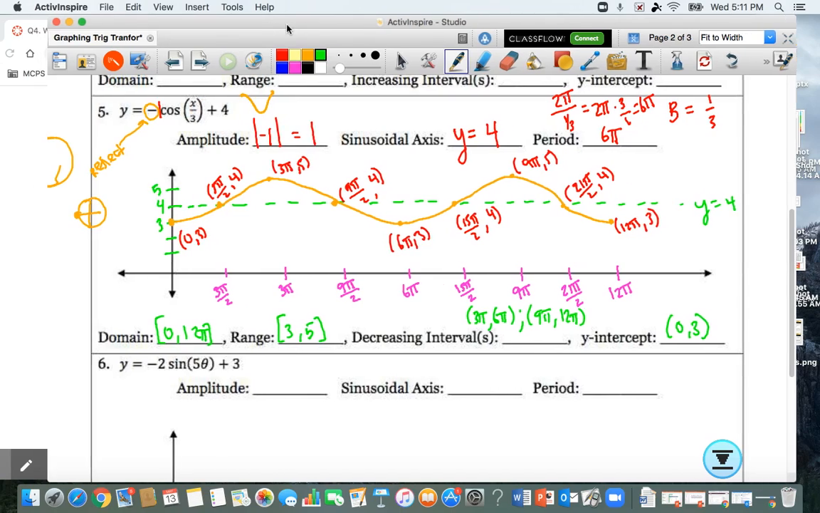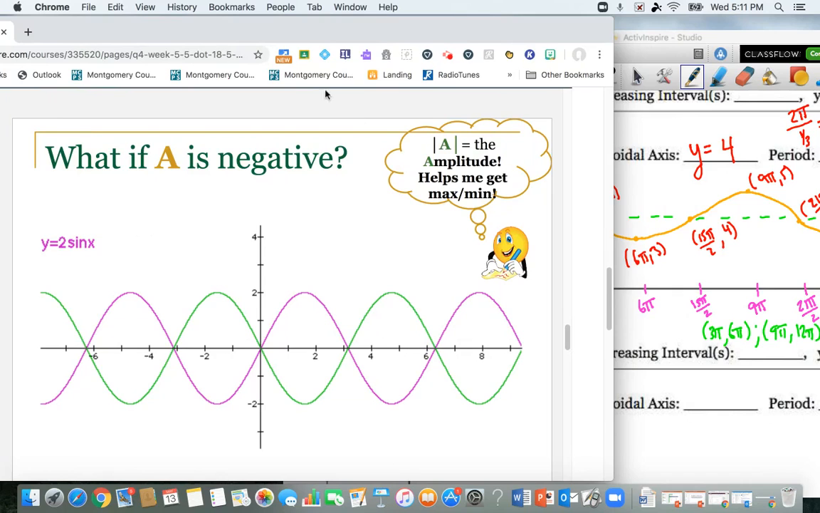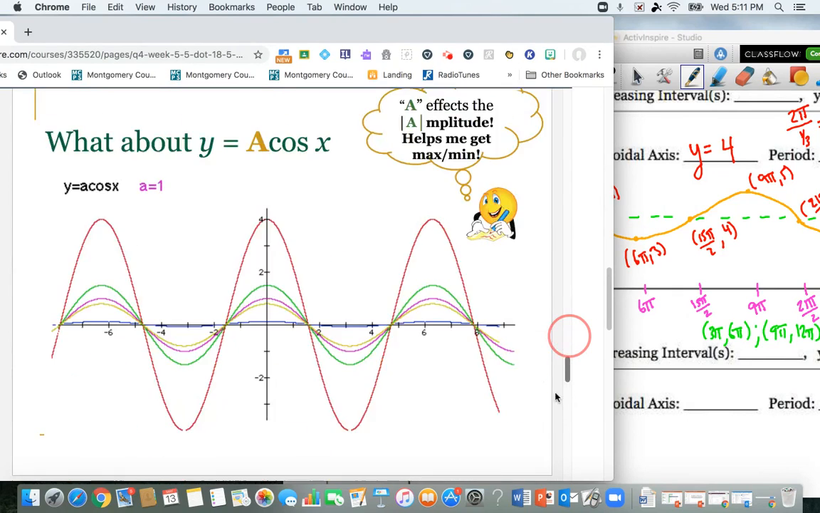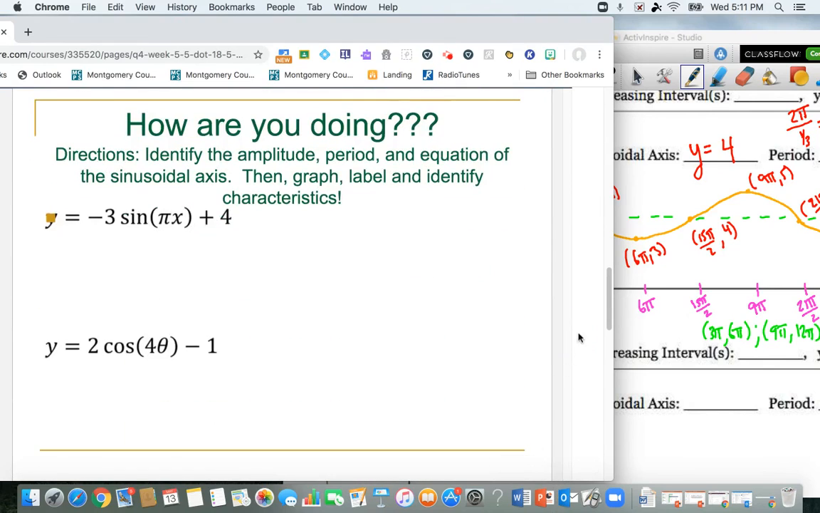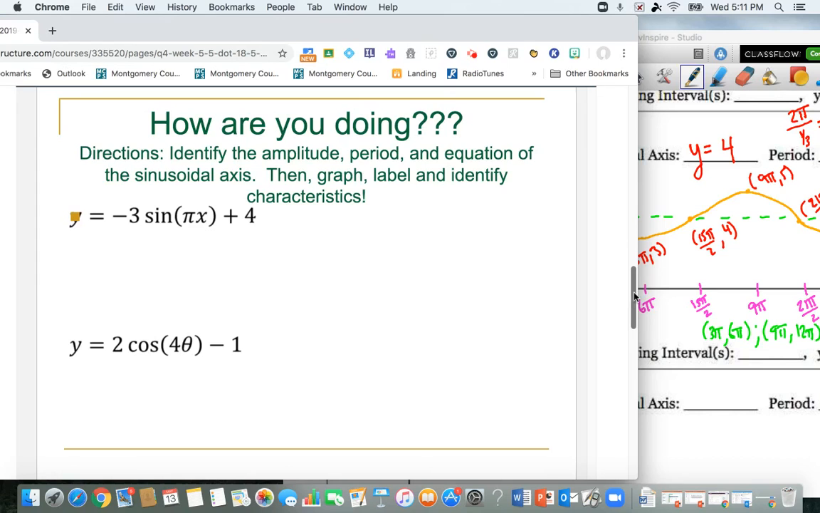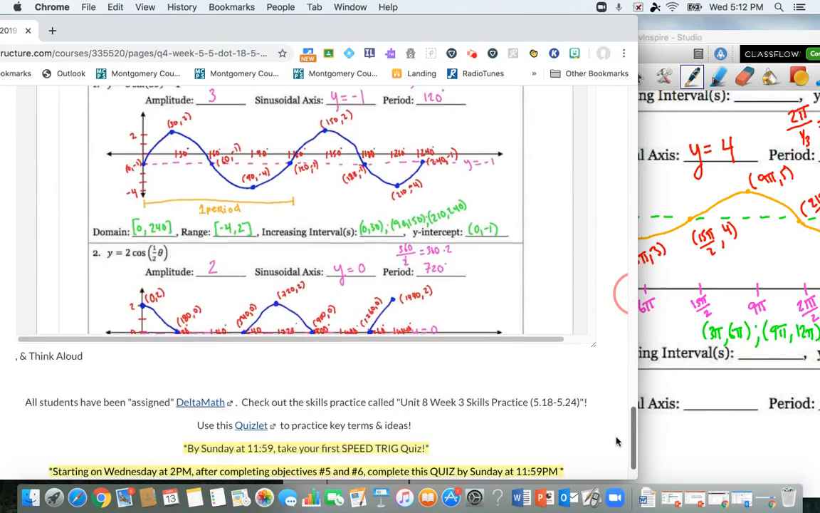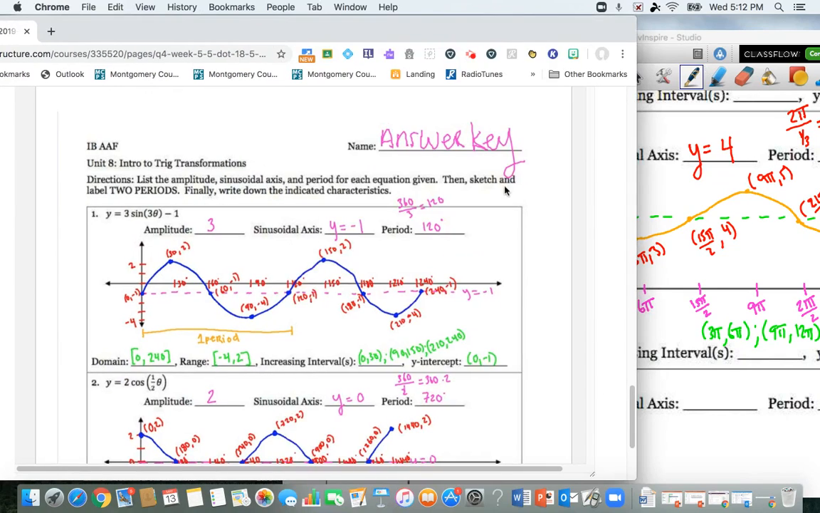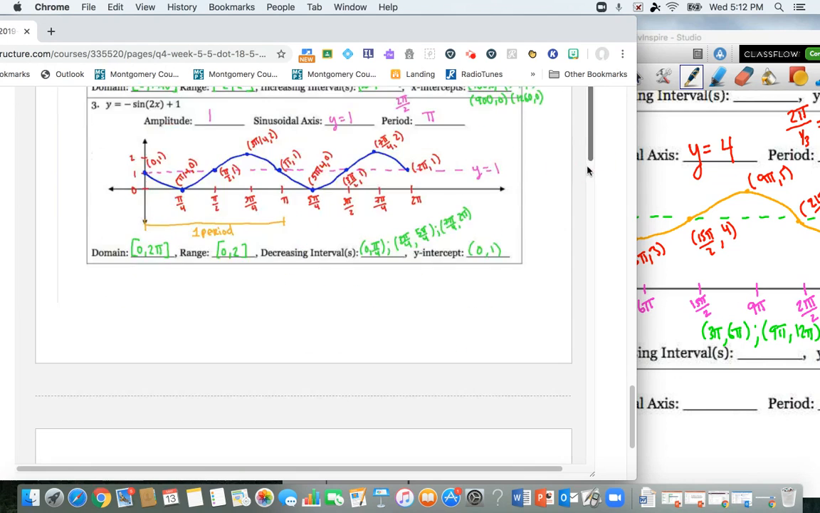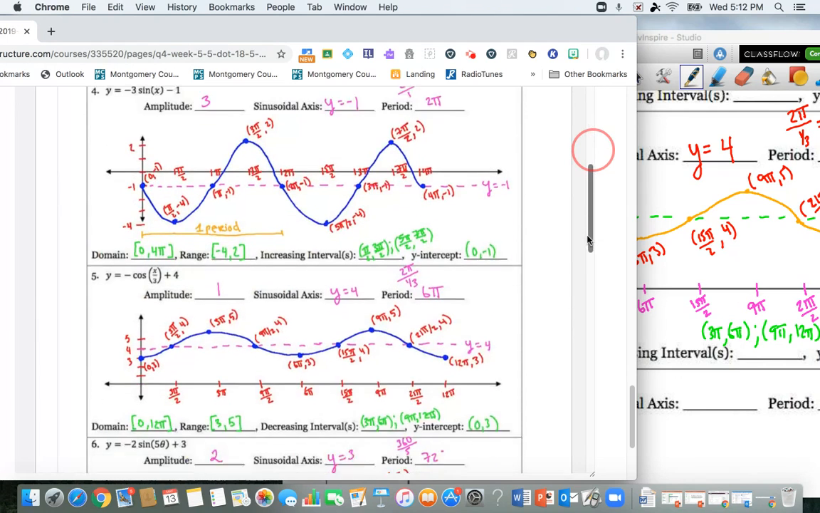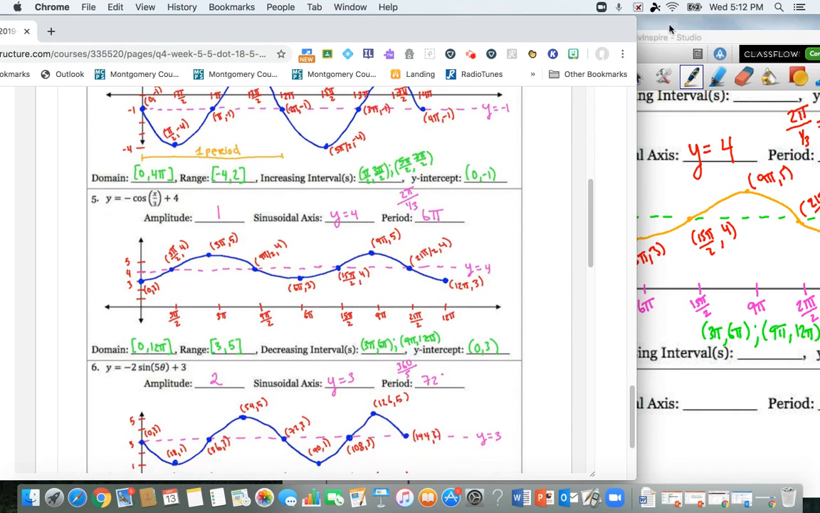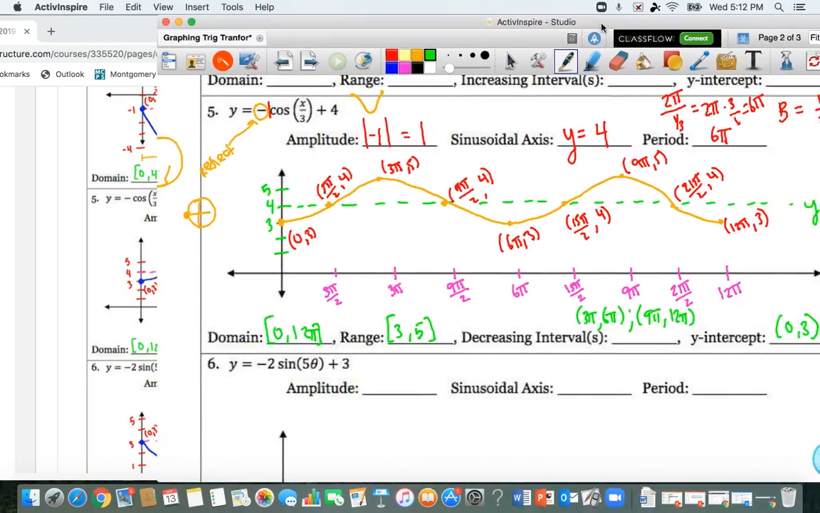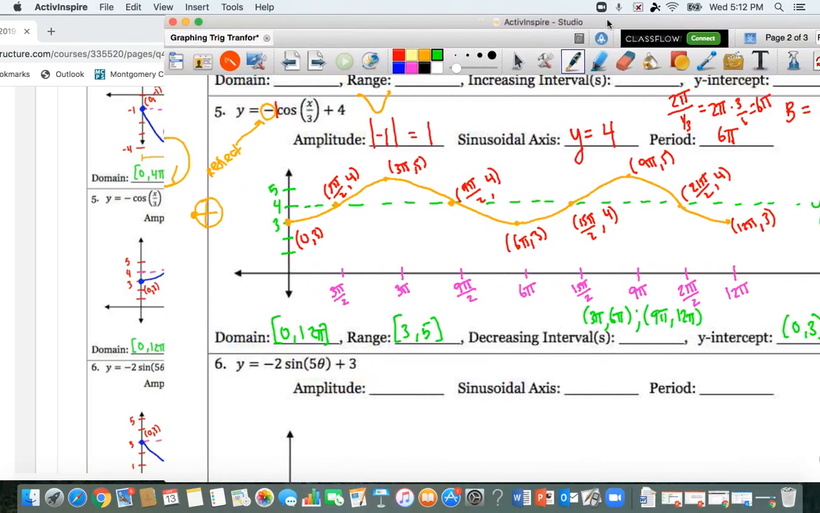Let me check my work. I don't know where to check my work. I got so many notes opened. Which number was this? 5. Let me check it against number 5 on here. Did I get it? Yeah. I think so. Yes. This isn't bad at all.